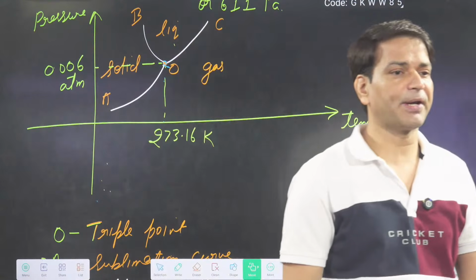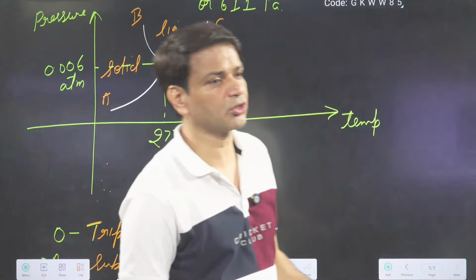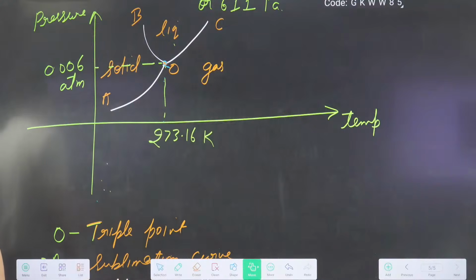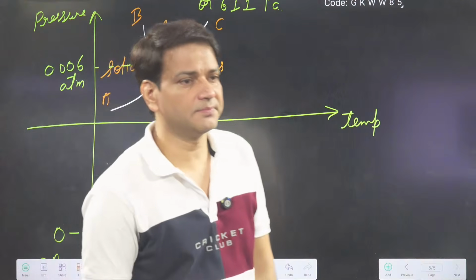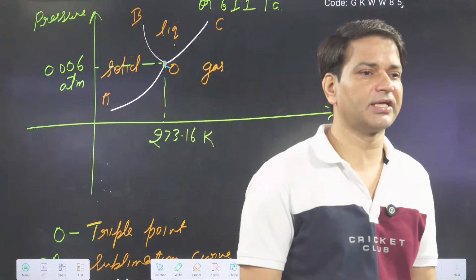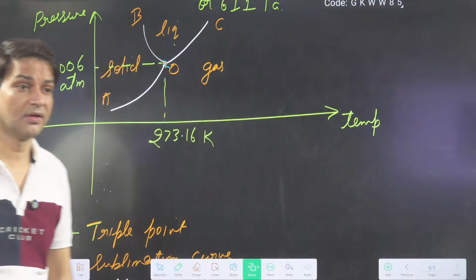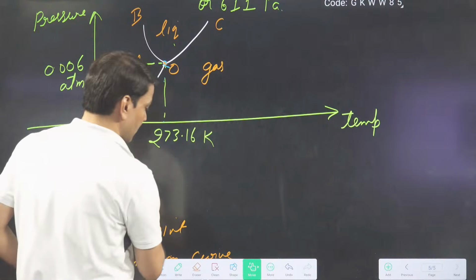While maintaining the pressure constant, temperature increases. Which process? Maintaining the pressure constant, temperature increases. Which process? A little fast.